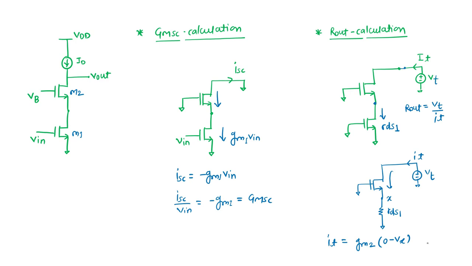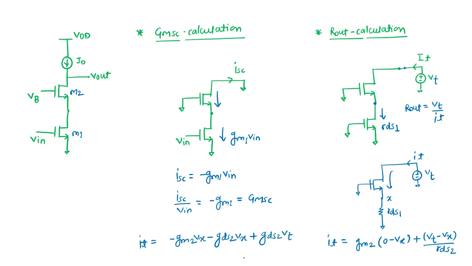This is nothing but VGS plus GDS, and GDS means IDS of 2. So we can see VDS is nothing but VT minus Vx by IDS 2. So this is the overall current flowing across device 2, which is equal to IT. Okay, so from here, we can conclude IT is equal to minus GM2 Vx minus GDS2 Vx plus GDS2 VT.